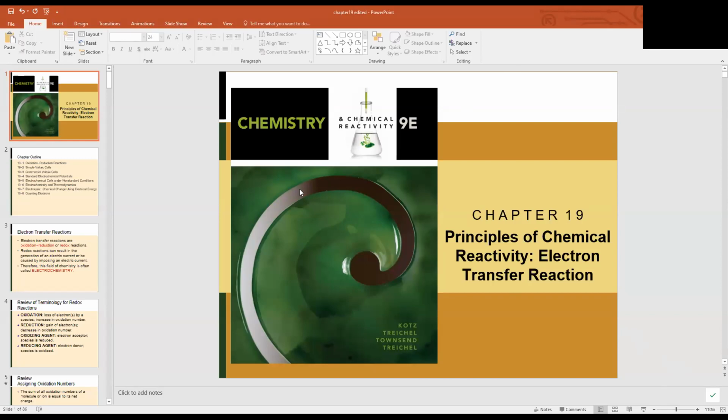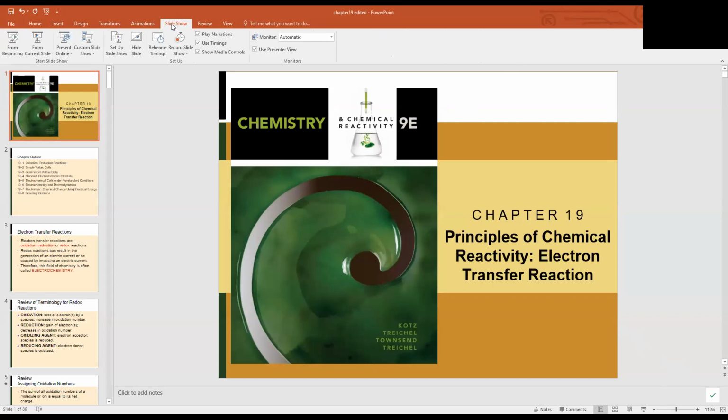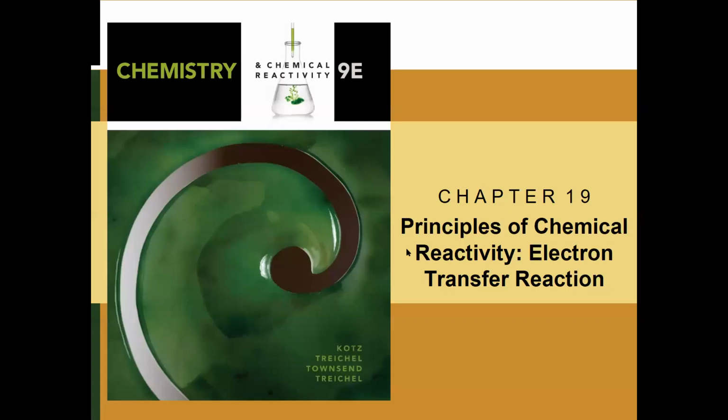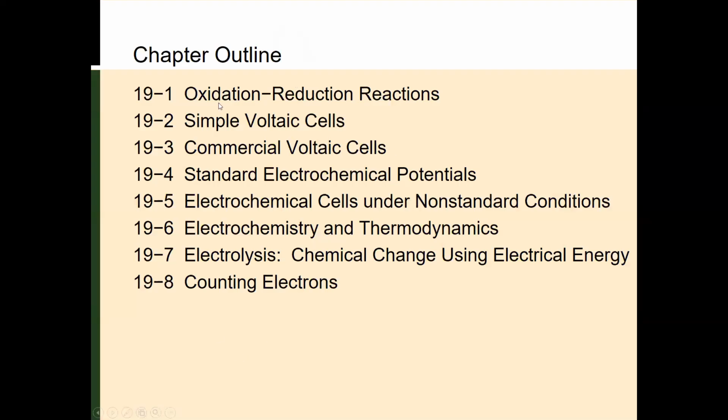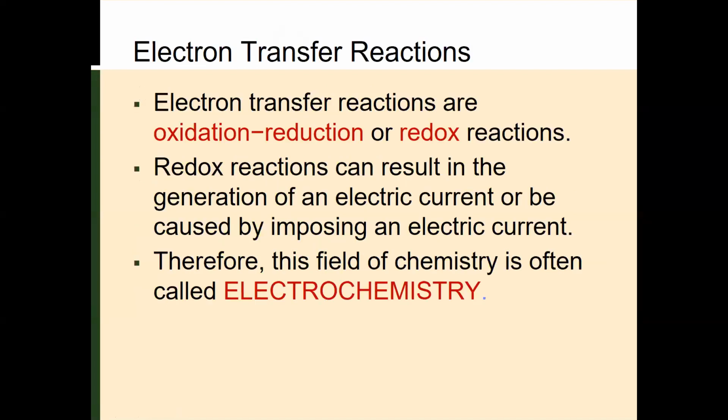As you know, this one covers principles of chemical reactivity and very specifically oxidation reduction reactions. You can read through the chapter outline. Very specifically, we're going to spend a little bit of time on some commercial voltaic cells, but this part down here is probably what's going to be more important. For oxidation reduction reactions, definitely you want to look at the video I posted on balancing redox equations.